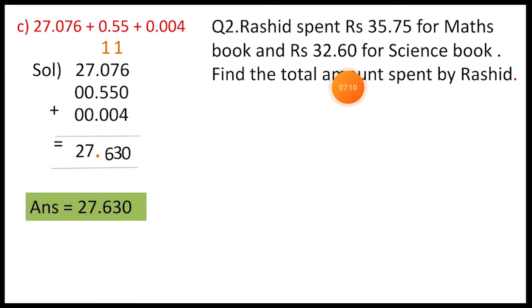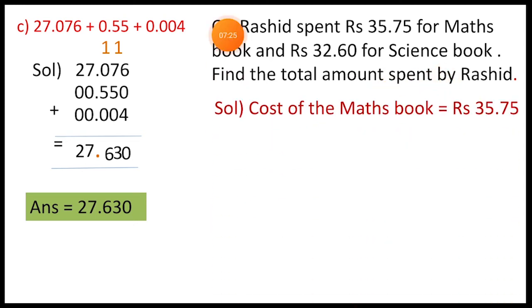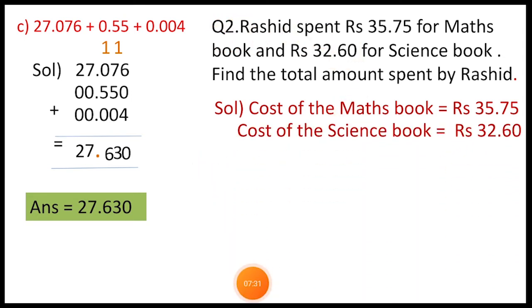Now come to the question number 2. Here you can see the question. In this question, Rashid spent rupees 35.75 for a maths book and rupees 32.60 for a science book. We have to find the total amount spent by him. So let us write the statement first. We write here cost of the maths book is equals to rupees 35.75. Same way for the cost of science book, we have here rupees 32.60.